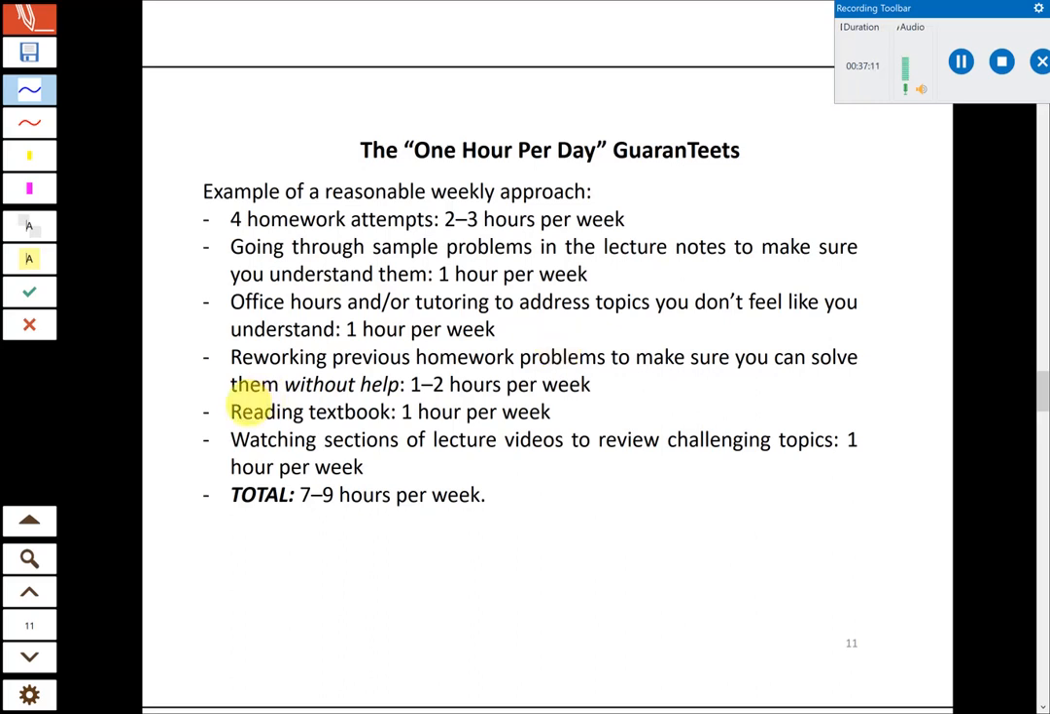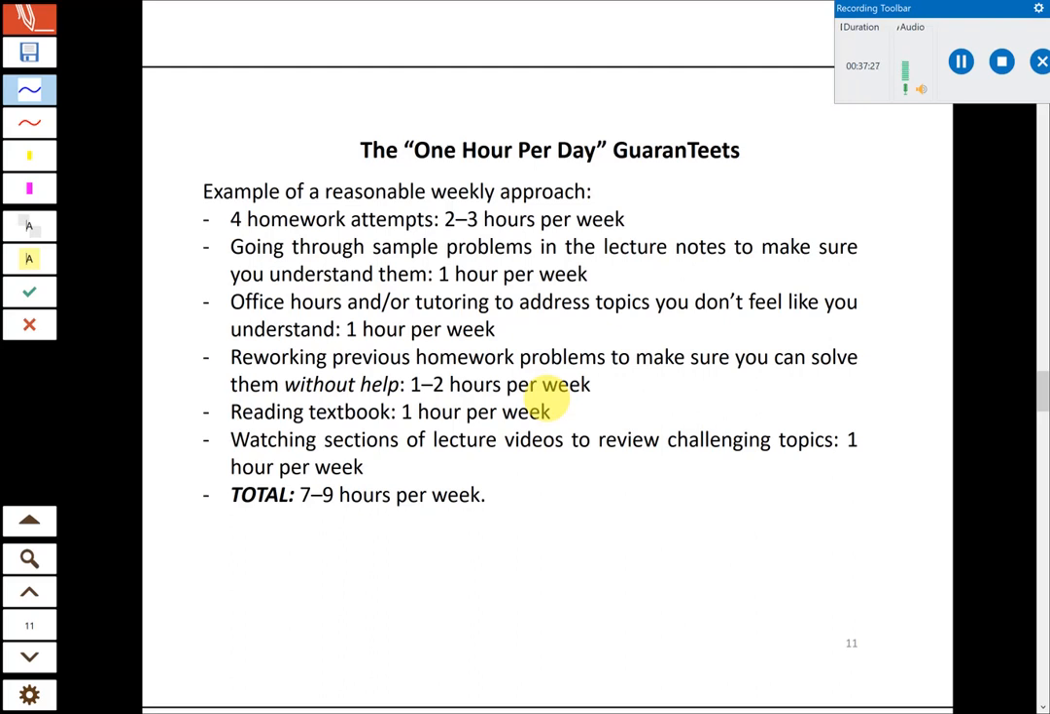The textbook, some students have varying opinions on how valuable the textbook is, and that's up to you to decide how valuable you think it is. But if you spend an hour or so a week reading the textbook, that gives you some additional background on the topics, additional practice problems to work for, and I would say overall it is a helpful resource.